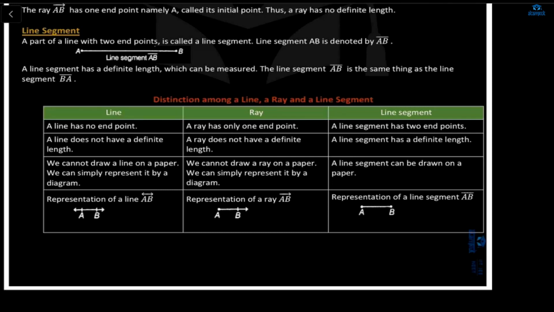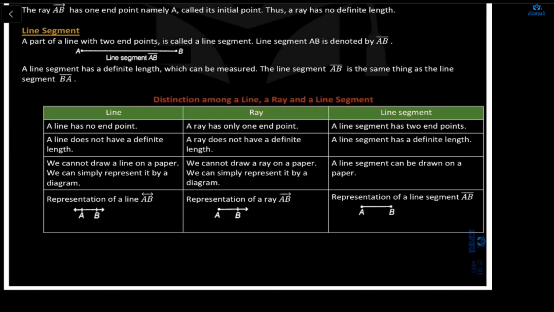Now, the line does not have a definite length. Obviously, if it can be extended on both sides, it does not have any definite length. A ray also does not have a definite length because from one side it can be extended. Whereas a line segment has a definite length, because it has endpoints on both sides. And a line we cannot draw on paper. We can simply represent it by a diagram. The same is true for the ray also. We cannot draw it on paper; we simply represent it by a diagram.